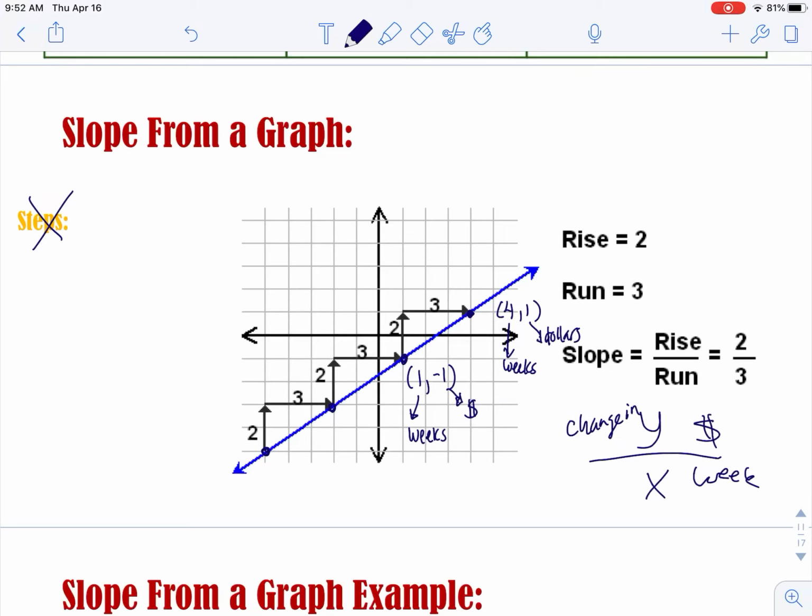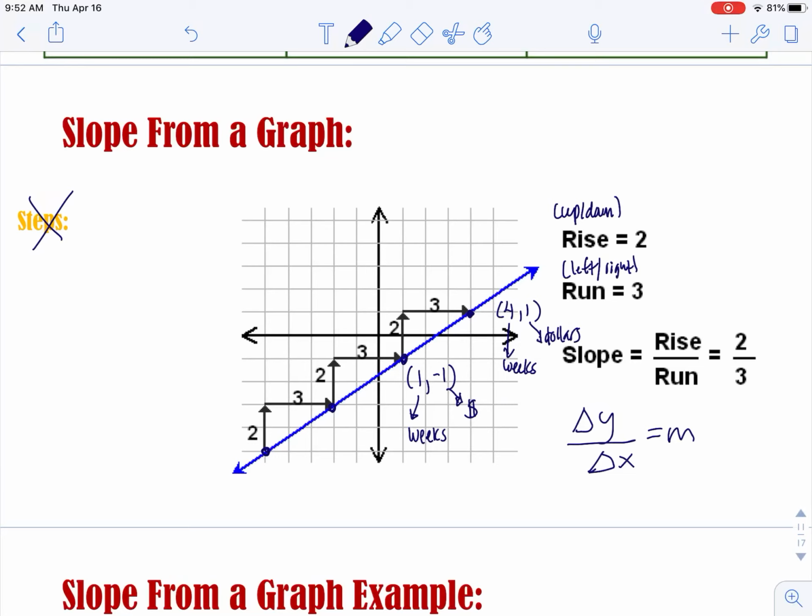So we have to look at the change in y over the change in x, also known as delta y over delta x. That'll give us our slope. Other people like to call it rise over run. Rise because that's how much you go up or down. Run is how much you go left or right. Some people like rise over run because they think it's easier to remember because you have to rise before you run.